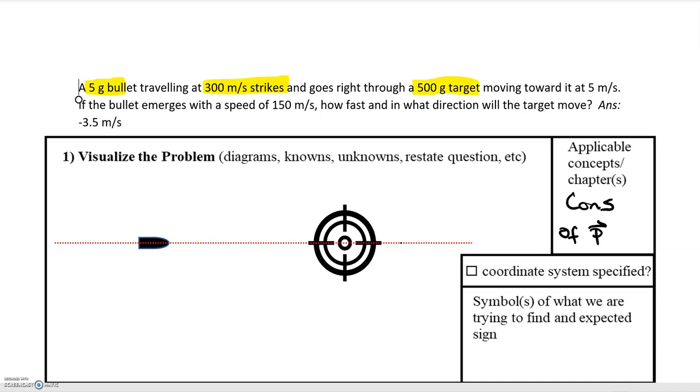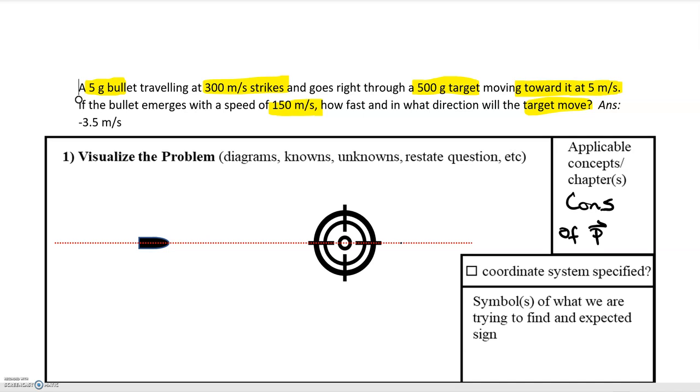We're told that the target has a mass of 500 grams, and that the target was initially moving at 5 meters per second towards the bullet. The bullet emerges with a speed of 150 meters per second. Remember, it passes through. How fast and in what direction will the target move? So what are we looking for? We're looking for the velocity of the target after the collision.